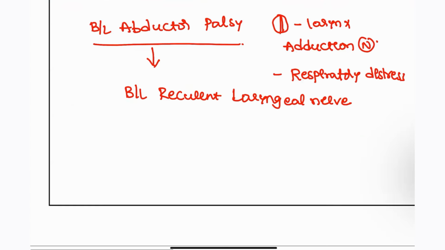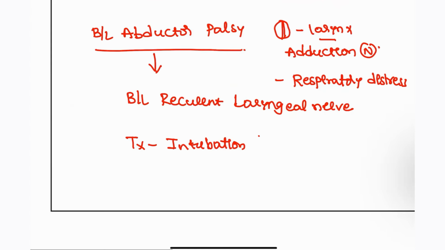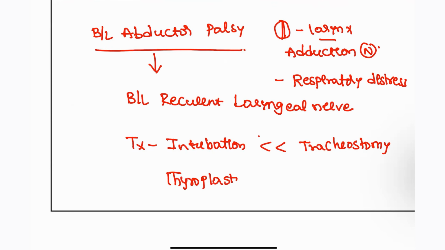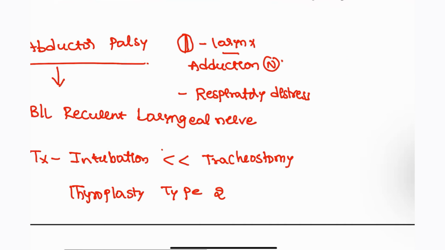The treatment, immediate intubation. But we cannot insert the intubation tube, right? So better go for the tracheostomy. After 6 months, you can go for the thyroplasty. This thyroplasty is type 2. Type 2 thyroplasty should be done for this patient.